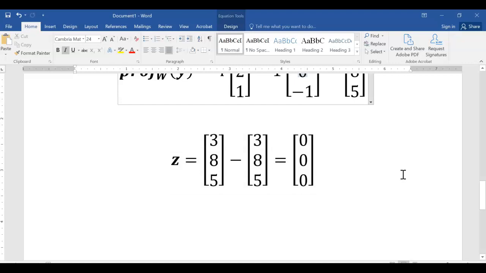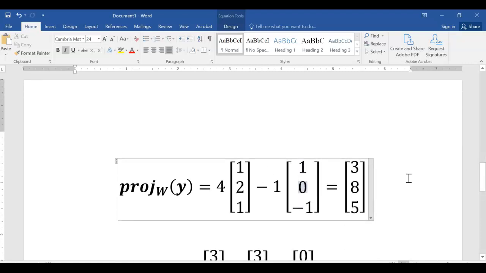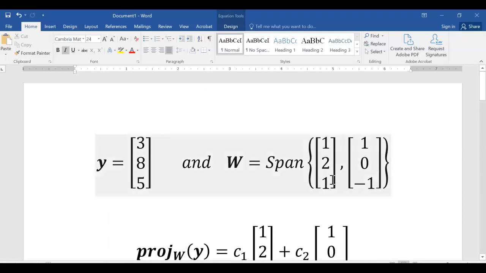Now, what's actually happening here in this situation is that 3, 8, 5 is a linear combination of my basis elements from W. Therefore, 3, 8, 5 is actually a vector which is in W. And so this is what happens when your vector is in W. By the way, a similar thing would have happened last time when we dealt with 2 dimensions if y and our u were on the same line, if they were just scalar multiples of each other.